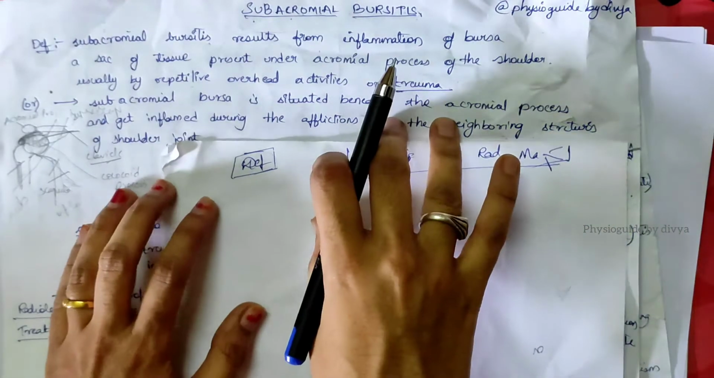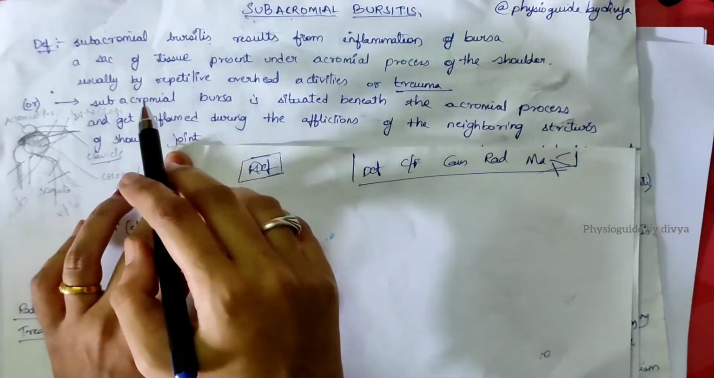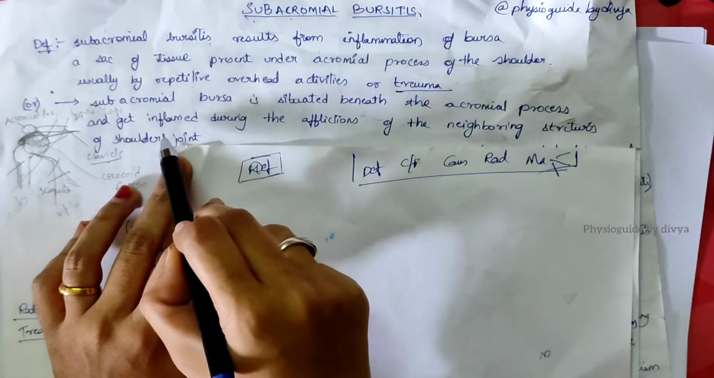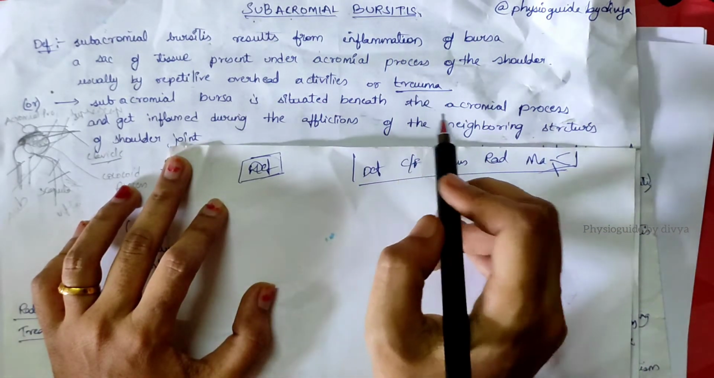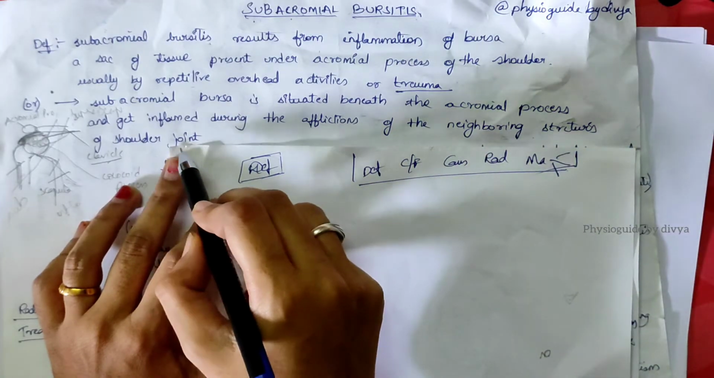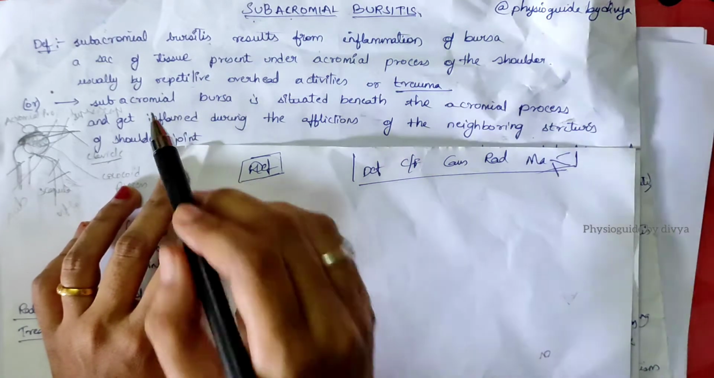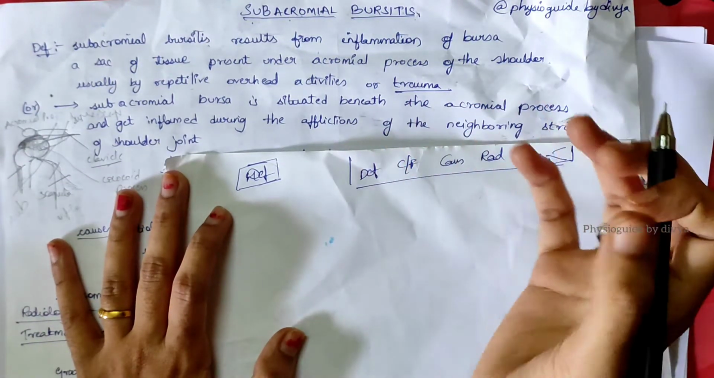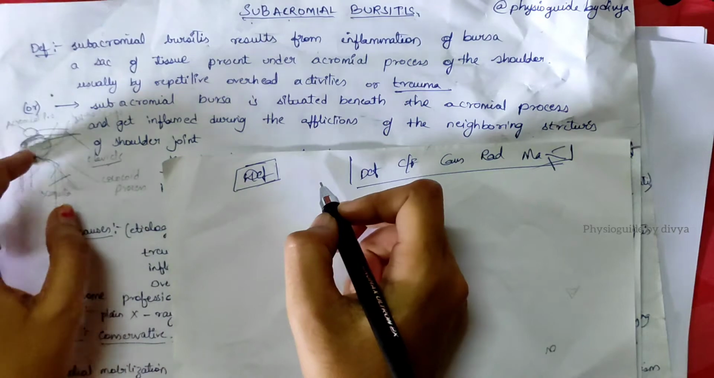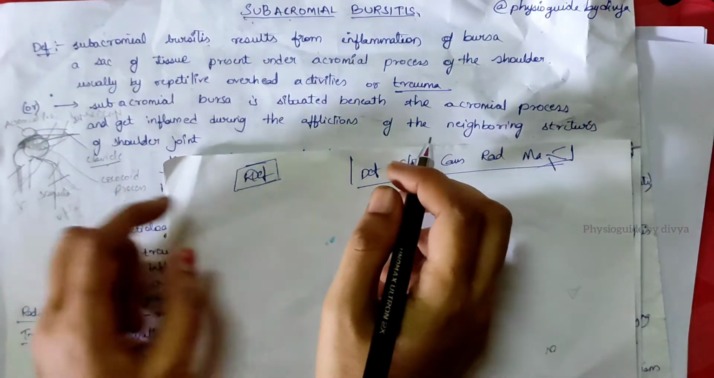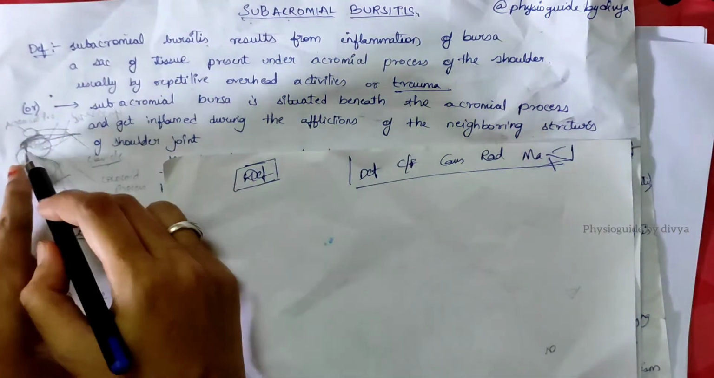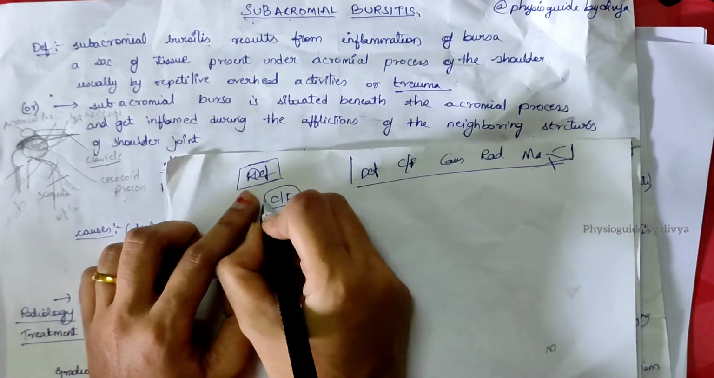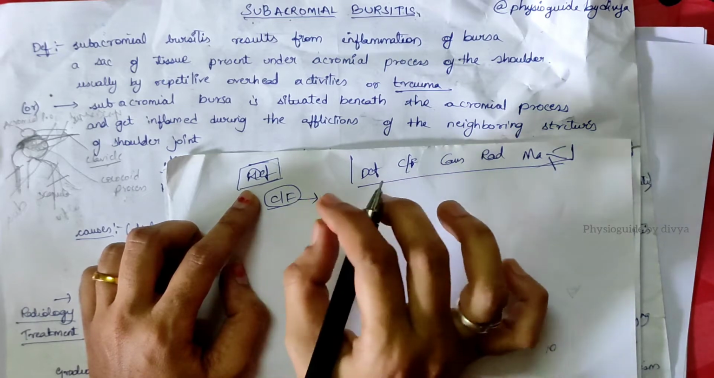In another way we can also write this definition: the subacromial bursa is situated beneath the acromial process and gets inflamed during the affliction of the neighboring structures of the shoulder joint. Affliction means due to pressure on the neighboring, meaning beside, structures, there will be suppression of this bursa. Okay.